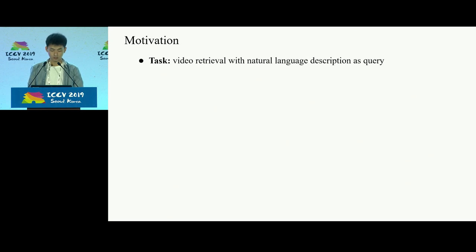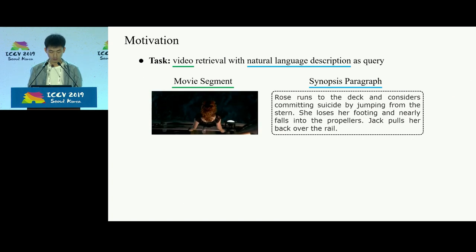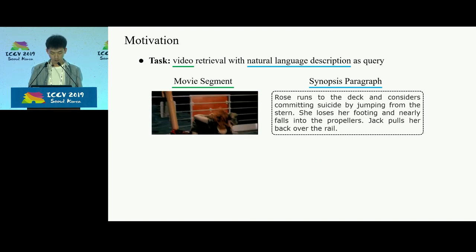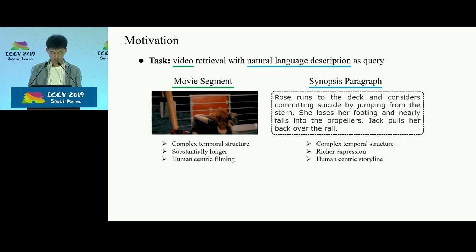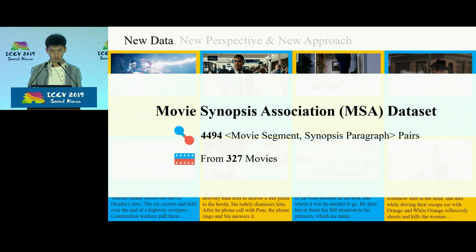To meet such demands, in this work, we focus on the task of video retrieval using natural language queries. To be specific, videos are movie segments lasting a few minutes, while descriptions come from synopsis paragraphs. Here, a synopsis is a brief summary of the stories in a movie. Compared to traditional video retrieval tasks, we face more challenges because synopses present rich presentation styles and complex temporal structures, while movies are long videos with human-centric stories. To solve these problems, we need new data, a new perspective, and a new approach. We construct a new dataset called Movie Synopsis Associations, containing more than 4,000 pairs of movie segments and synopsis paragraphs.